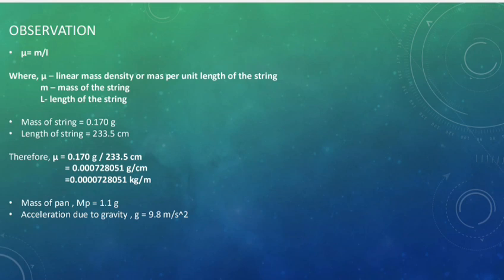and the length of the string to be 233.5 centimeters. Therefore, mu is equal to 0.170 grams divided by 233.5 centimeters, which is equal to 0.000728051 grams per centimeter, which is also equal to 0.0000728051 kg per meter. From earlier measurements, we have the mass of the pan mp equal to 1.1 grams and acceleration due to gravity g equal to 9.8 meters per second squared. With this data, let us go to the tabular column.